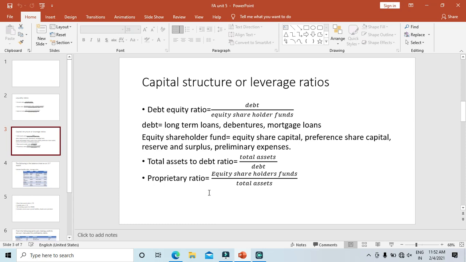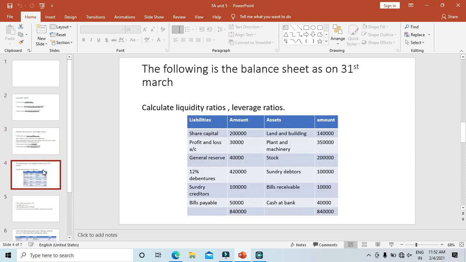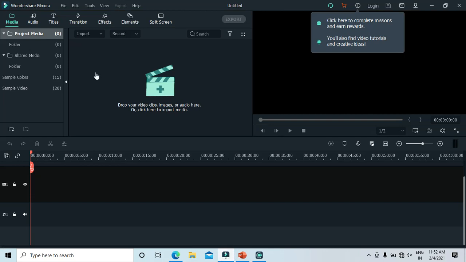So let's do a problem on this. The following is the balance sheet as on 31st March. Calculate liquidity ratios and leverage ratios. He has given you this information: share capital 2 lakh, profit and loss account 30,000, general reserve 40,000. Sundry creditors, bills payable, land and building, plant and machinery. You need to take all of them and do the problem as such. So let's start doing this problem.